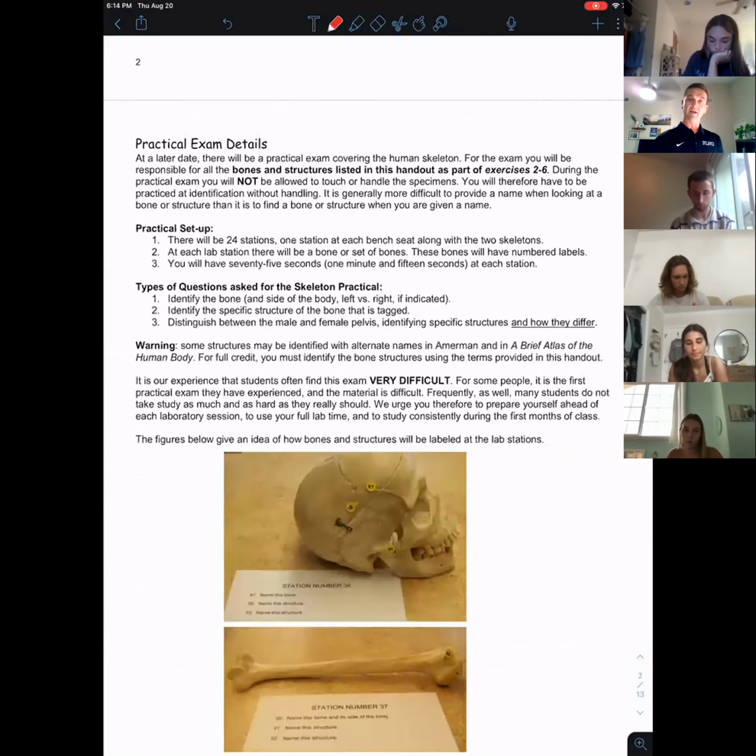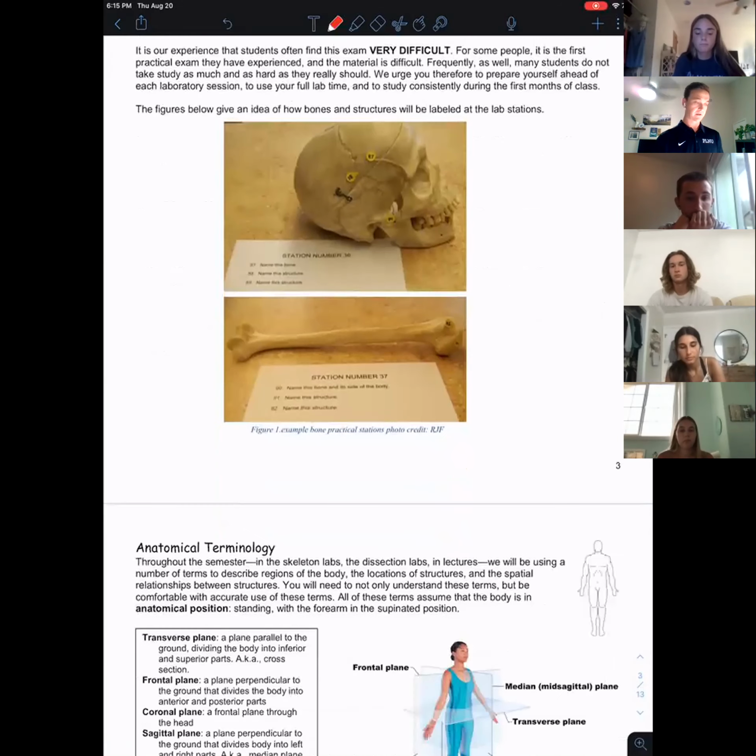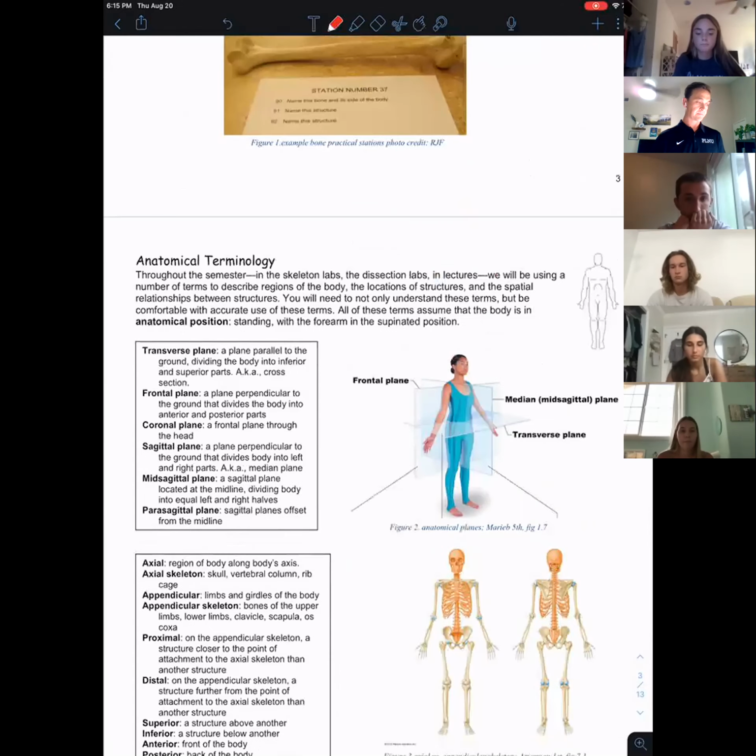So that's kind of what you're preparing for. As you study this evening, you want to have that in mind. You want to have in mind that you need to be able to identify bones, know the right or the left side, and then know the structures. And I'll show you where to find those in a sec here on the handout. So let's look down the handout here.